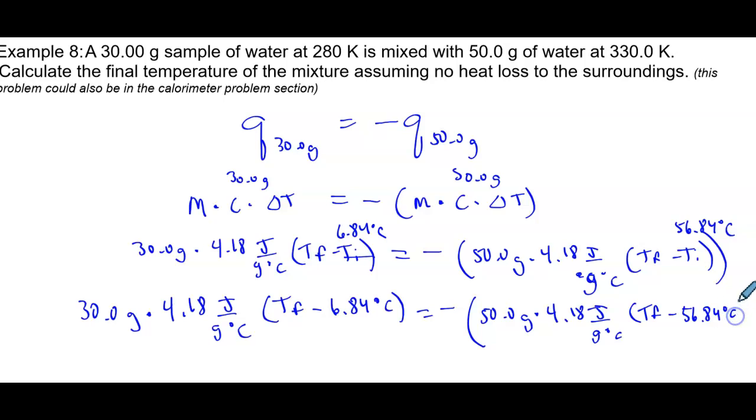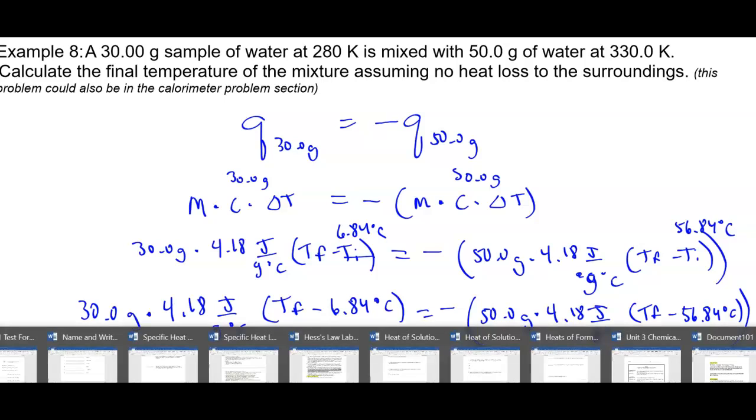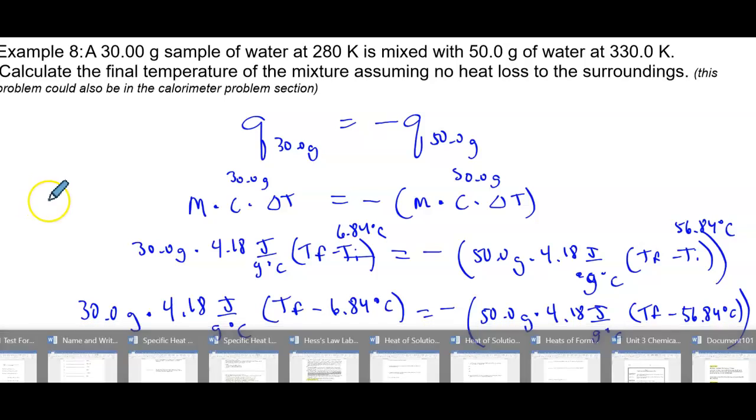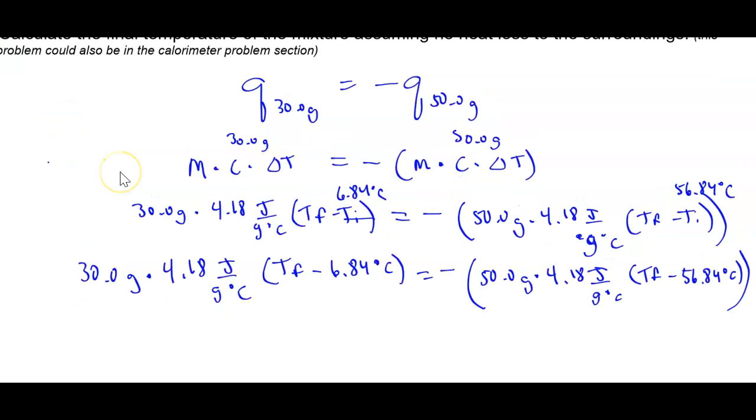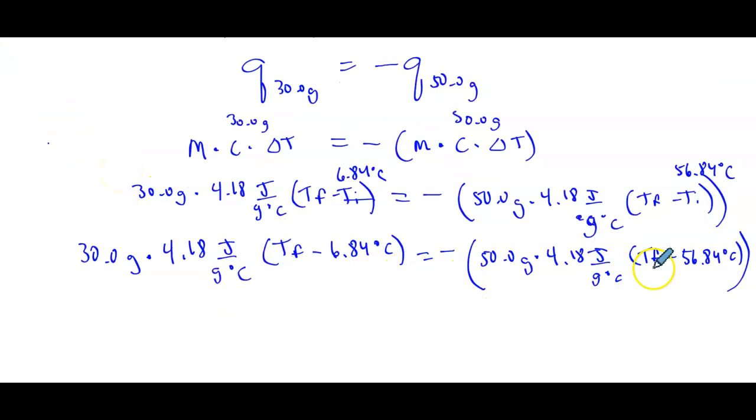All I'm doing here is cleaning this up. Okay, so now we're going to work through this math for the next piece. We're basically just going to work with getting the TFs together, our terms together. So first we're going to multiply this. When I multiply this, the units of grams will cancel. So I'm going to take 30.0 times 4.18. Just going to do the number outside the parentheses.